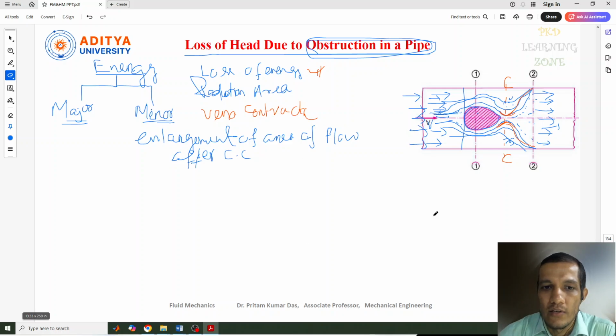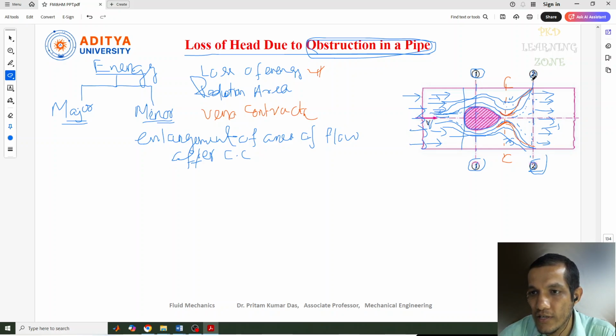So here, let's consider two different sections. Section 1 is in the obstruction part, and section 2 is after some distance from the obstruction. In the middle of the obstruction, there is a vena contracta formed here. So this is section CC. Let's find out what the head loss due to the obstruction will be.